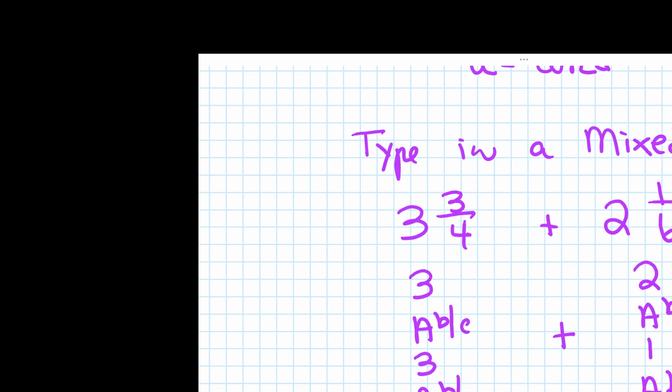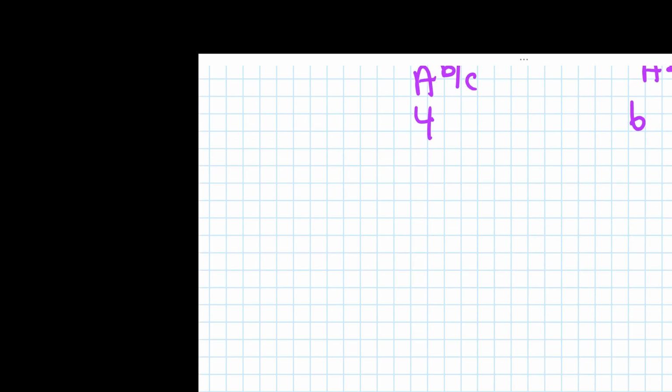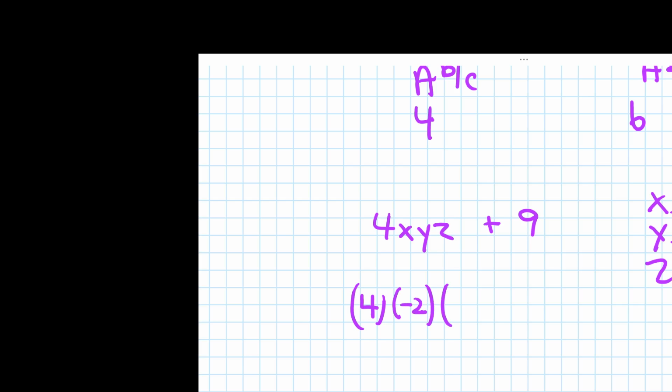So, what about if an expression is like 4, then x, y, z plus 9? 4 times x, y, z, yeah, just like that, plus 9? Yeah. Okay. So you could multiply, let's just give you values for x, y, and z. Let's make x -2, y 3, and z -1/2. So this would be 4 times a -2 times 3 times a -1/2 plus 9.